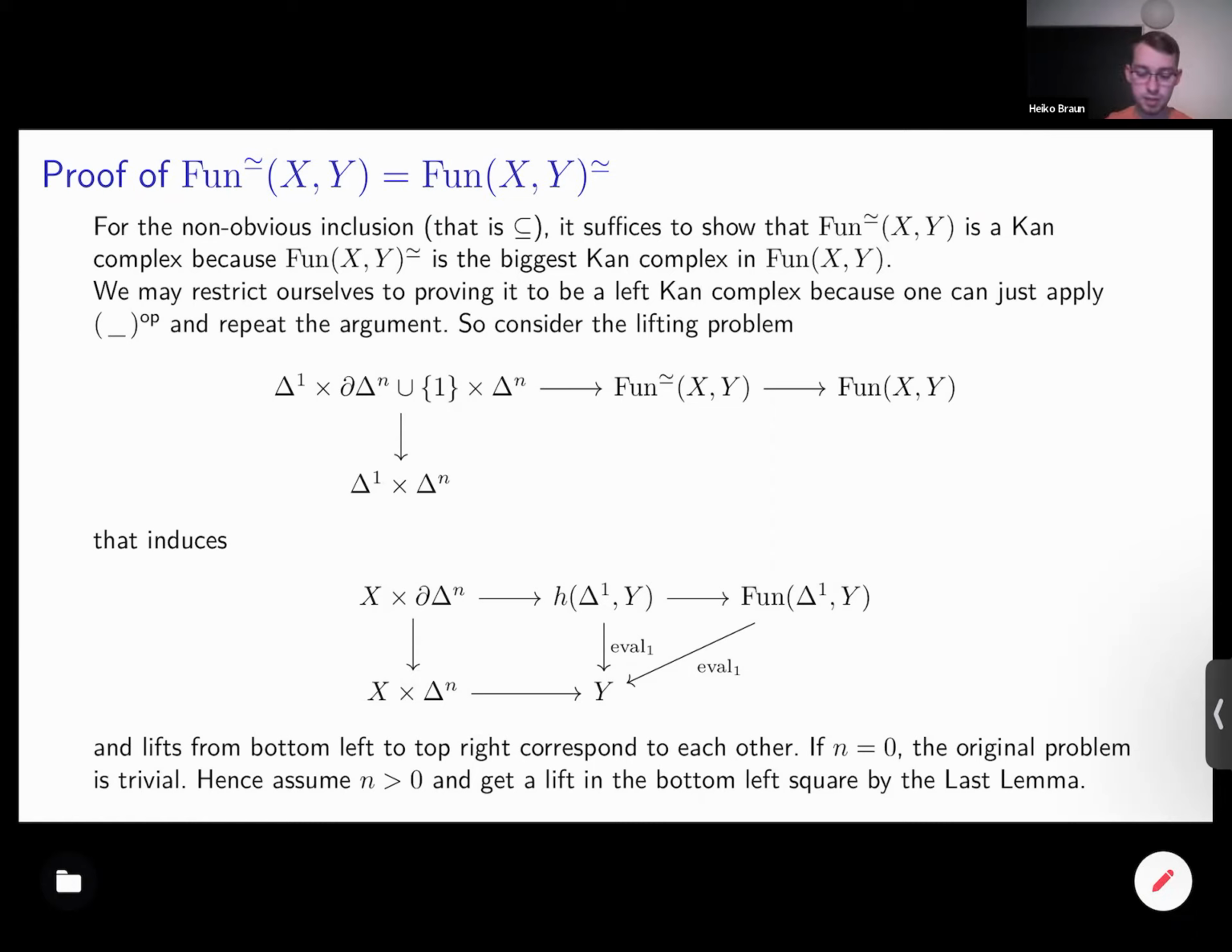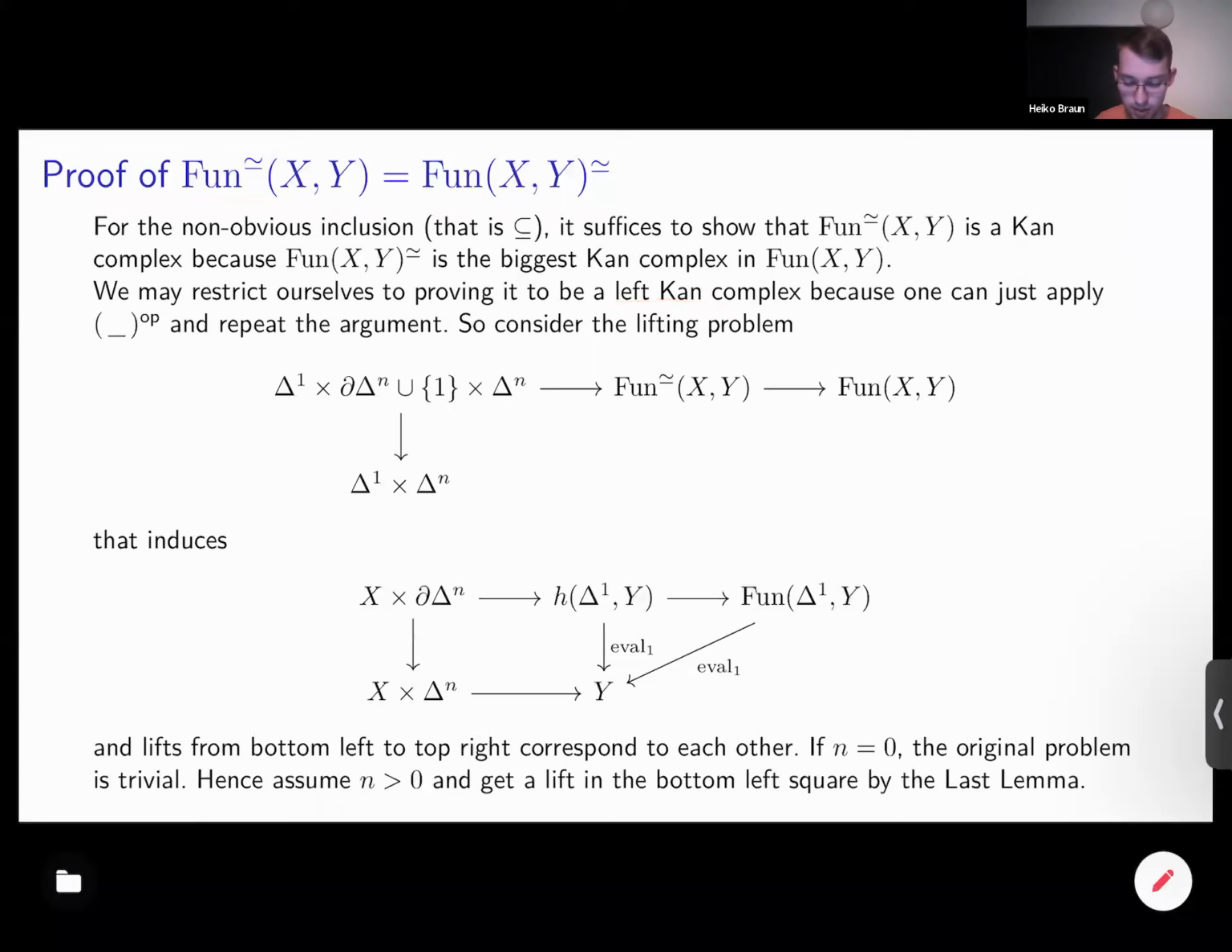And while doing a left inverse of a left inverse will actually be the same as the original map. This is always the case. You can prove this in this context, again, using lifting some horns. And this is the idea here, why we only need to consider the case for left Kan complexes.